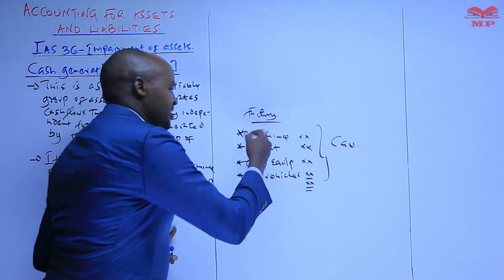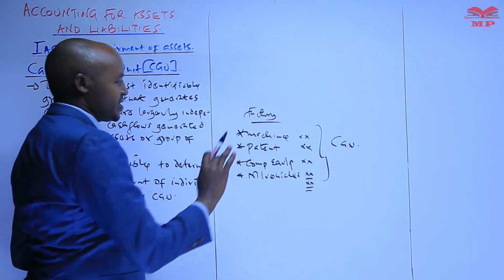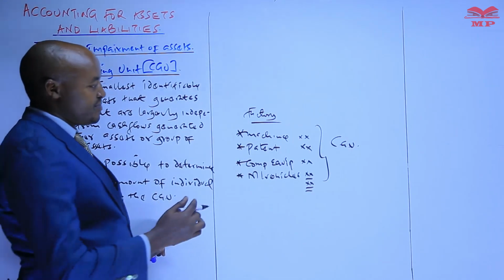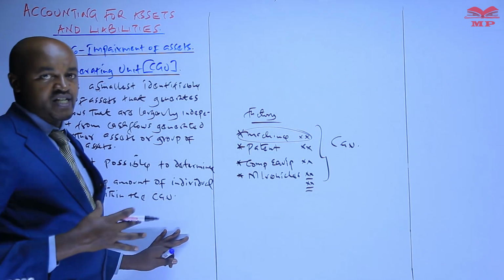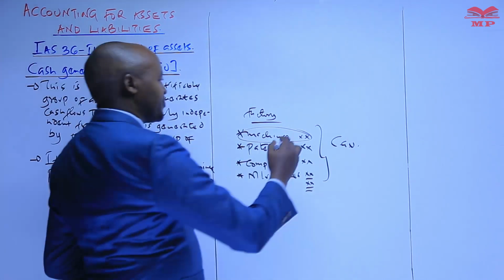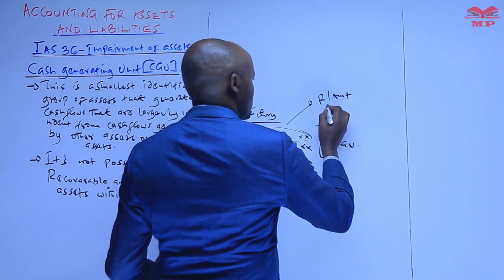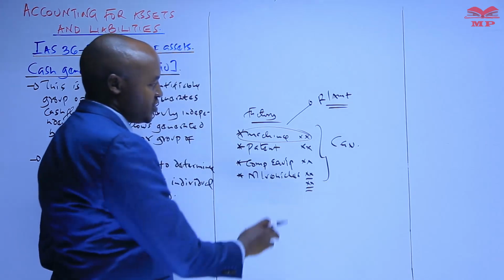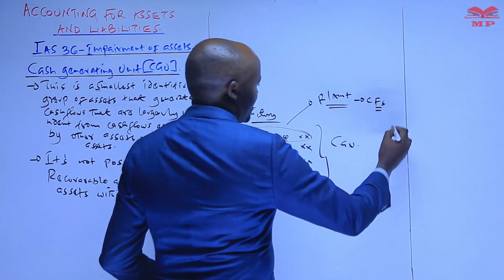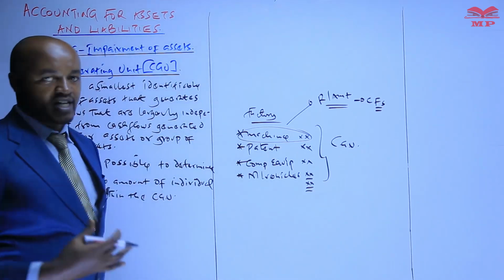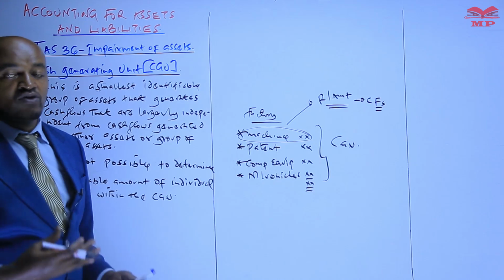So these particular assets generate cash flow as a group. Meaning that if, for example, you pick one asset from this group, like maybe a machine, the machine cannot generate cash flow on its own, and therefore it is not possible to determine the recoverable amount of that machine. Because to determine the recoverable amount of the machine, you need the cash flows generated by that machine.